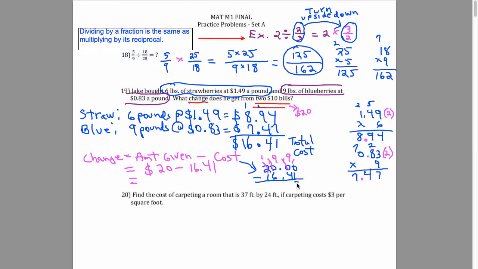10 minus 1 is 9. 9 minus 4 is 5. 9 minus 6 is 3. And 1 minus 1 is just 0. So our change is $3.59. And that is the final answer.